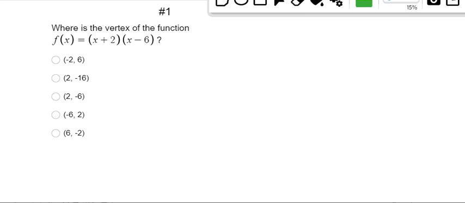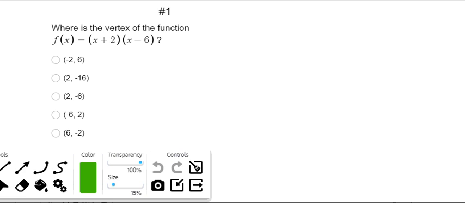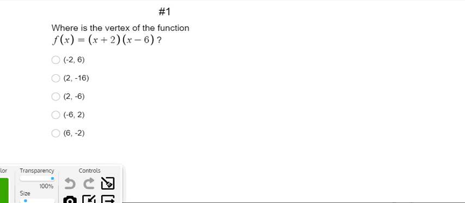Our first one here. We want to know the vertex of this function. We are in factored form, and there are a couple of different ways we could approach this, but let's go ahead and draw this. We see our two factors, so we know our x-intercepts are going to be these same numbers with the opposite sign. So I'm going to have x-intercepts at -2 and +6.